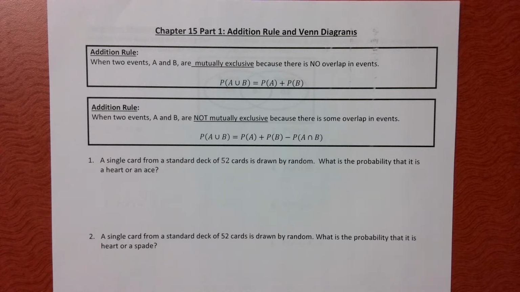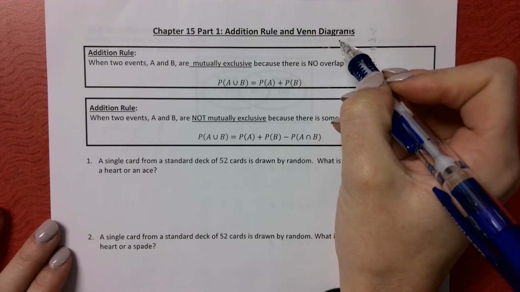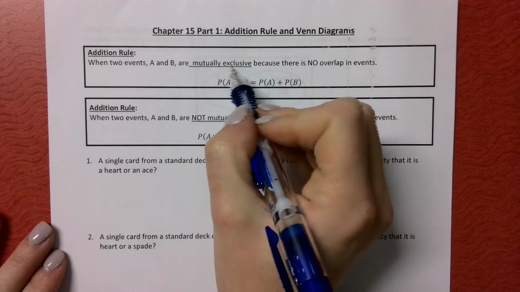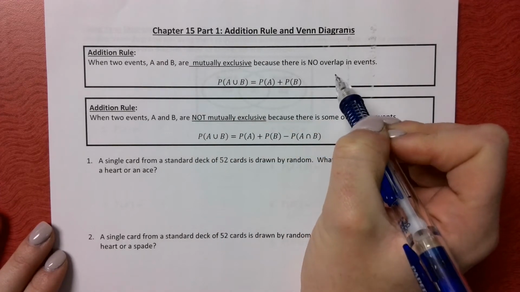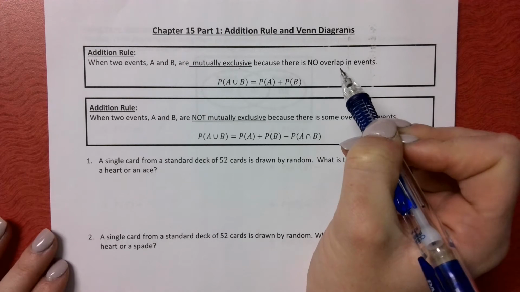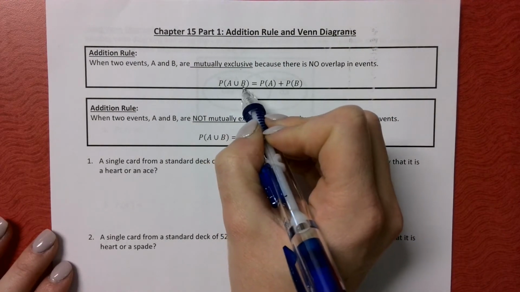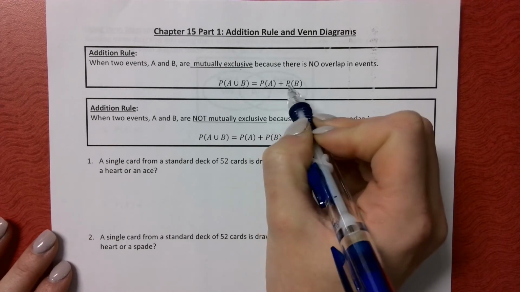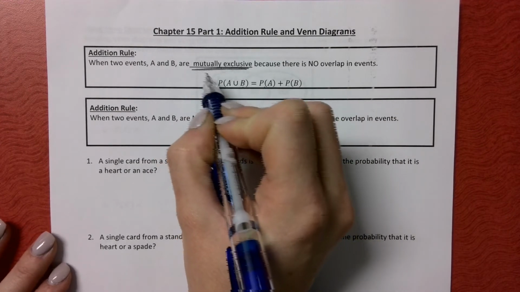Chapter 15, Part 1, we are going to look at the addition rule again, and we will look at Venn diagrams. So technically there are two different addition rules. One addition rule is for mutually exclusive events. These are events that have no overlap, or these cannot occur at the same time. We said that when we're finding the probability of A or B, we just add the two probabilities together. Again, we can do just this simple addition if they are mutually exclusive.